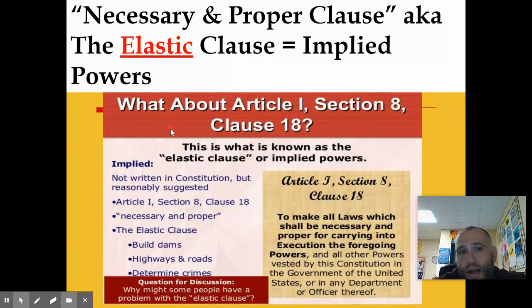Now, there's another clause in the Constitution, the necessary and proper clause. It's also called the elastic clause. This gives Congress extra powers that aren't listed in the Constitution. What this basically says is anything you need to do to complete your delegated powers, you can also do. If you have elastic pants, they stretch, right? And so the necessary and proper clause, also known as the elastic clause, stretches the powers of Congress beyond what is specifically listed in the Constitution.